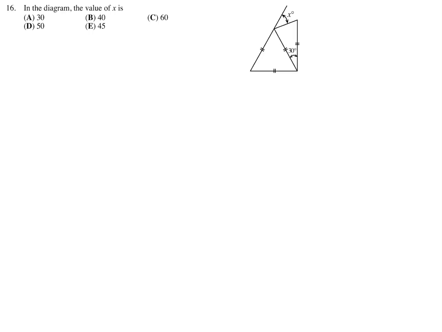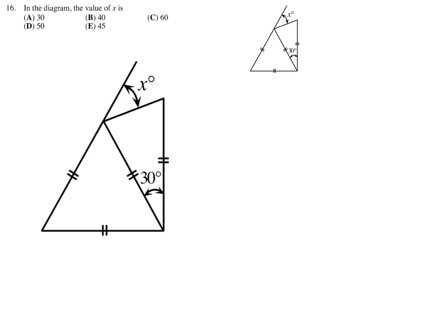In the diagram, the value of x is. All right, so let's look at this. What do these lines mean? These lines right here mean that those sides are equal. So if they're equal, this is an equilateral triangle. And in an equilateral triangle, all the sides are the same, and so are all the angles. So this angle and this angle are all the same.